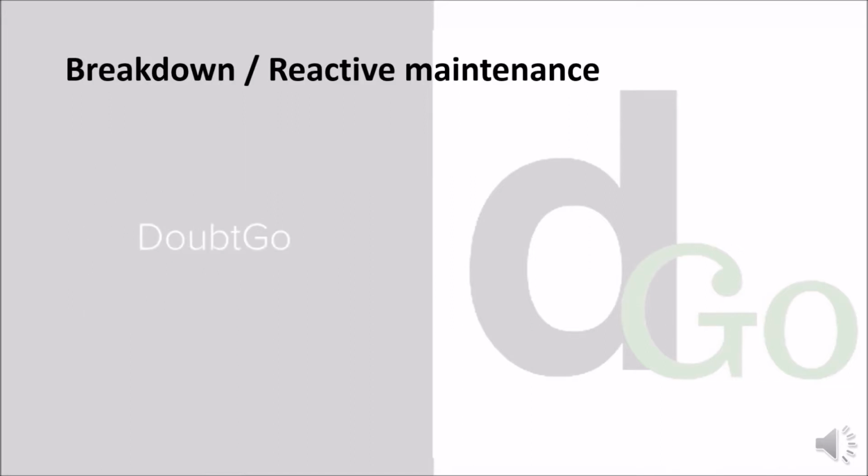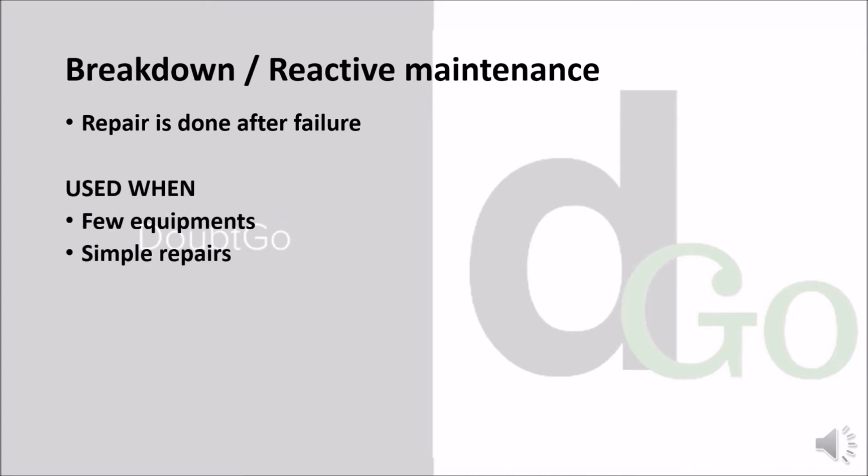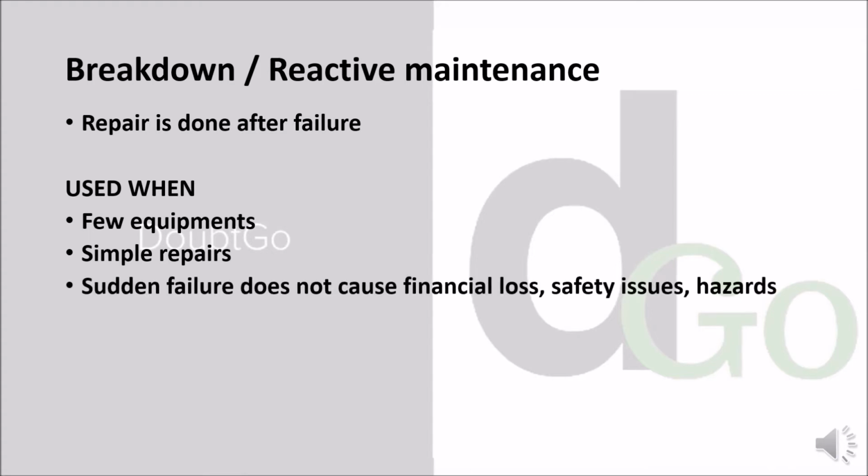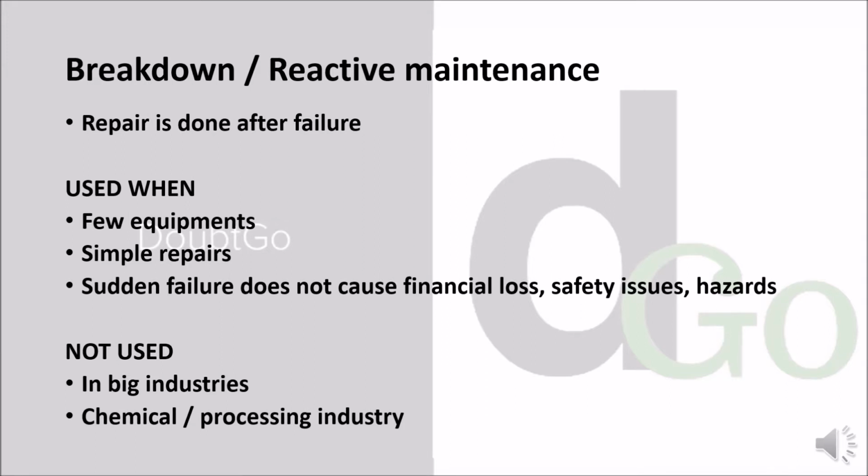Breakdown or reactive maintenance. In this, the repair is done after the failure has occurred, but minor adjustments can be made. It is used when there are few equipments, the repairs are simple, and a sudden failure does not cause financial loss, safety issues and hazards. It cannot be used in big industries where there are a lot of equipments and each equipment is dependent on other equipments. It is also not used in chemical and processing industry because a failure of the piping system can lead to release of hazardous materials in the environment.